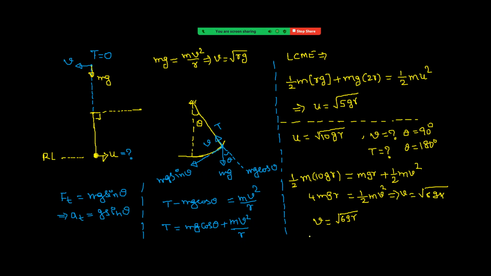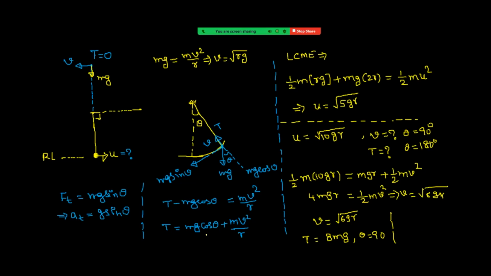That means tension equal to 8 mg when theta is 90. Next.